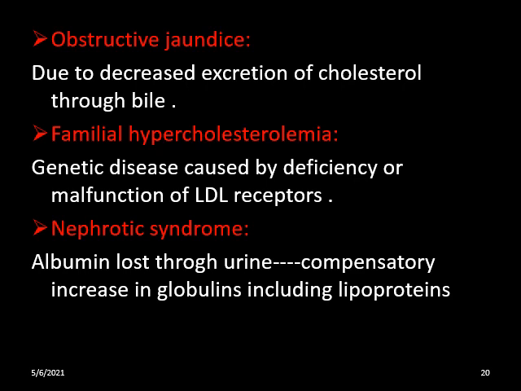Another cause is nephrotic syndrome. Nephrotic syndrome is a condition where the permeability of the glomerular membrane is affected and smaller molecular weight proteins are excreted to the urine because of the leakage in the glomerular membrane. So, being a low molecular weight substance, albumin, compared to the other plasma proteins, will start excreting through the urine. So, what will happen as a compensatory mechanism? There will be an increase in globulins, including lipoproteins. Because of that, there can be an increase in LDL cholesterol.